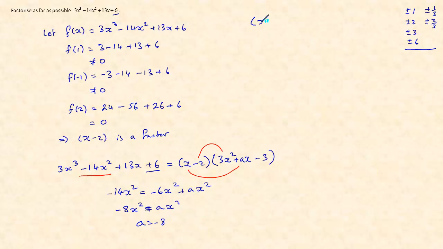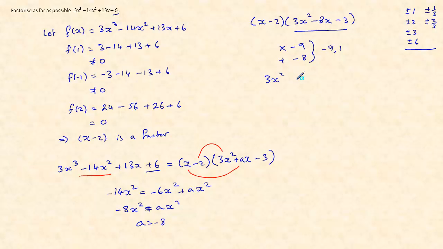So what I have is x minus 2, 3x squared minus 8x take away 3. So we need to factorize this quadratic. We're looking for numbers that multiply together to give us negative 9 and add to give negative 8. And negative 9 and 1 would do that.